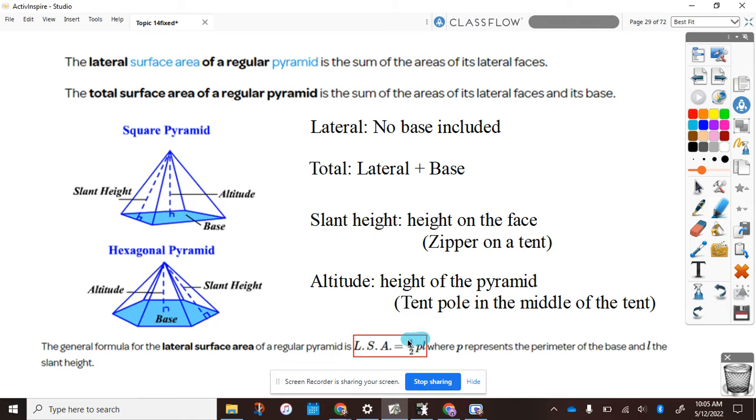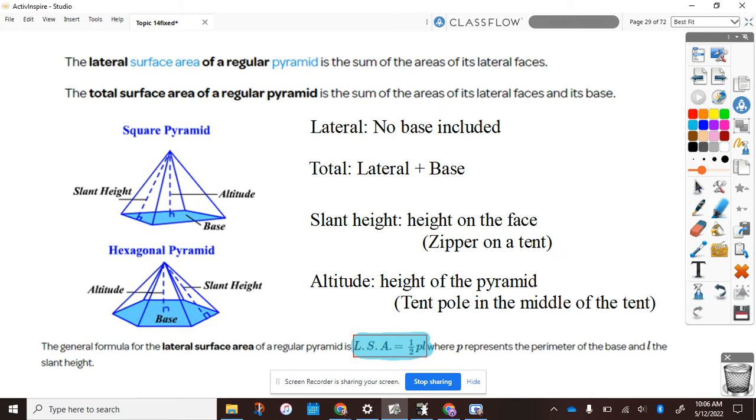Now, something that you need to do on your own paper is take a look at this, and you can box it or highlight it or do whatever you need to do. What I just highlighted, that right down there, 1/2 times P times L, that is how you find the lateral surface area. The lateral surface area is 1/2 times the perimeter of the base times the slant height, L.